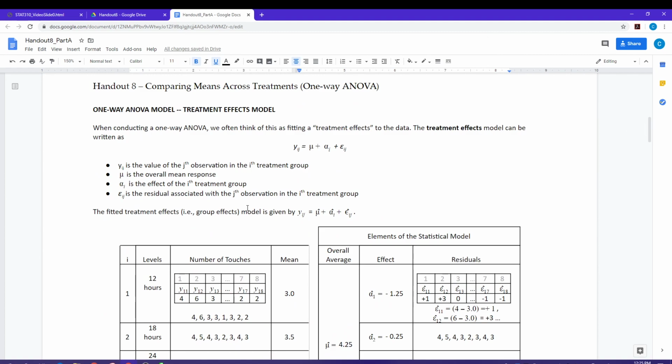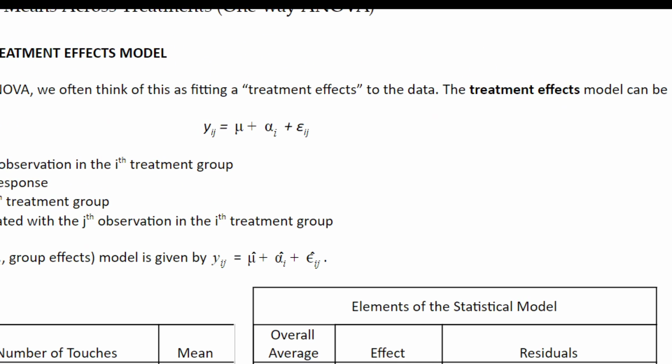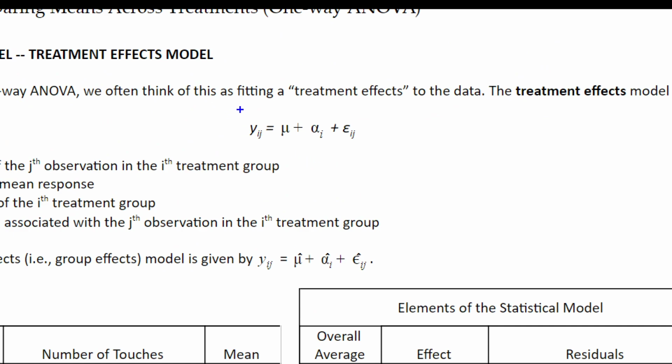All right, let's move on to talking about the model here. This is going to be a one-way ANOVA model. It's actually called a treatment effects model. The reason we call it an effects model is because we're going to be estimating effects for the various levels of sleep deprivation.